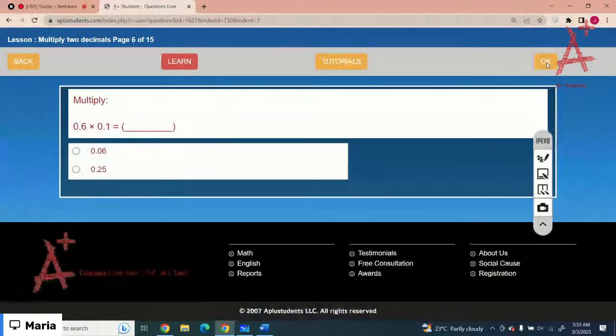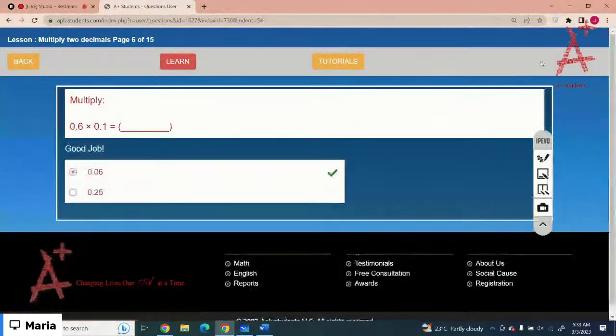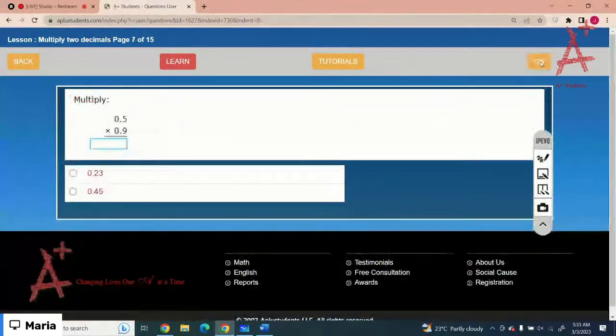0.6 times 0.1, so which is the correct option? 6 times 1 is 6, and you need to put decimal point two places left, so it would be very good, 0.06. Not 0.6, just two places left. It would be 0.06.